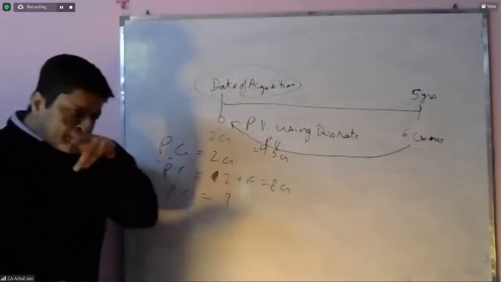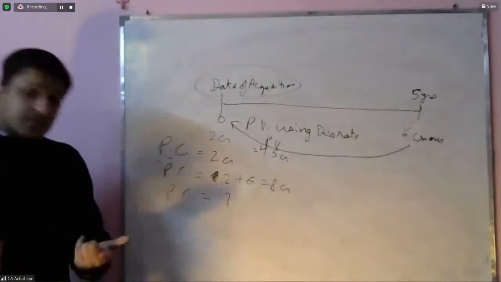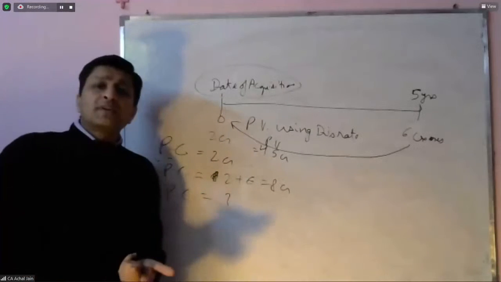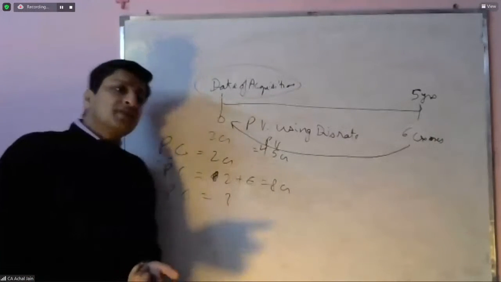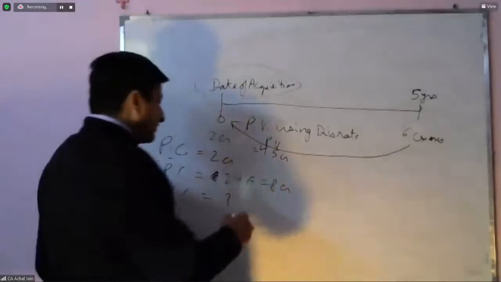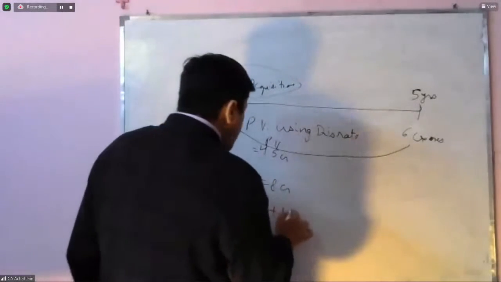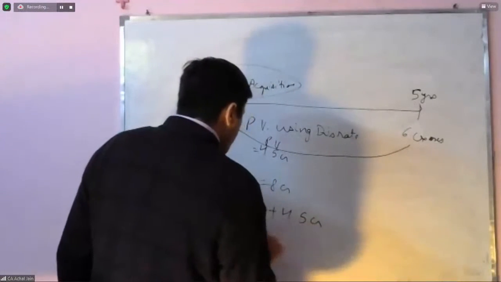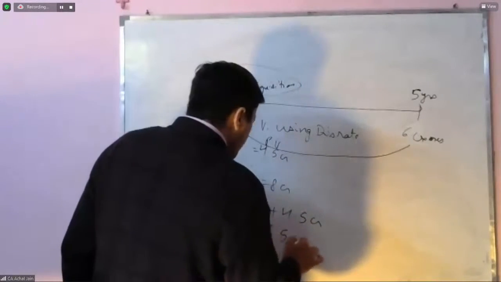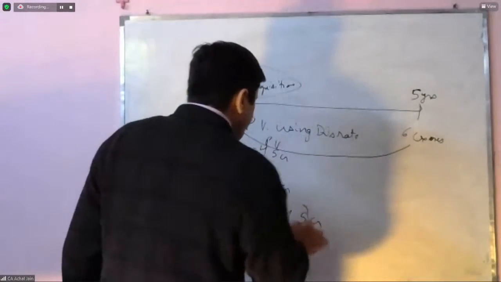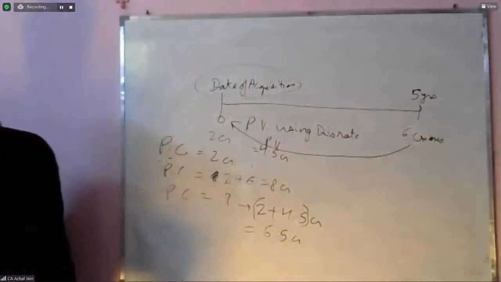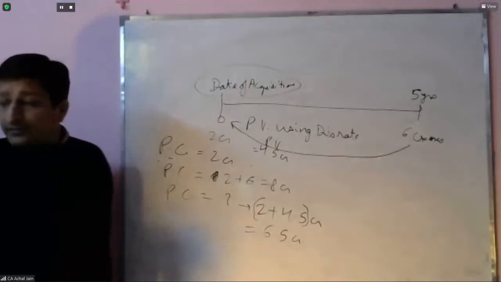Only illustrative. So in this case, what will be the total value of purchase consideration? Total amount of purchase consideration will be 2 plus 4.5, that means 6.5 crore. That will be the total value of purchase consideration.